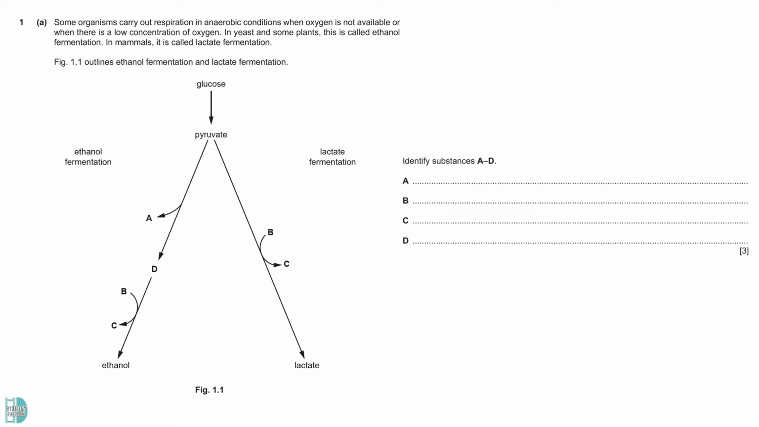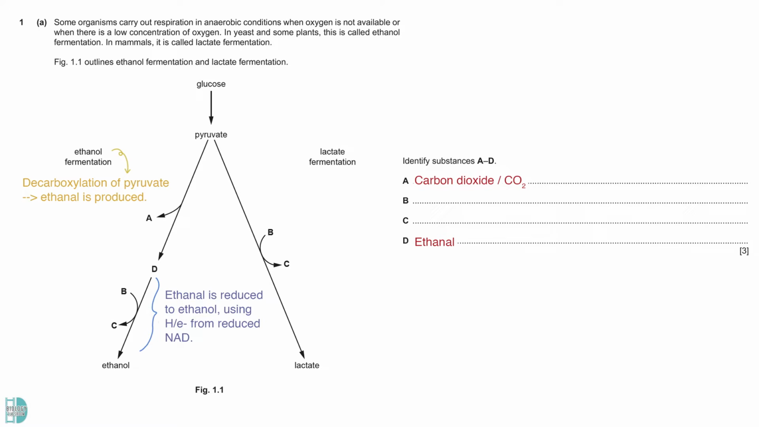Figure 1.1 outlines ethanol fermentation and lactate fermentation. In ethanol fermentation, decarboxylation occurs when pyruvate is converted into ethanol. So, A is carbon dioxide and D is ethanol. Then, ethanol is reduced to ethanol. The hydrogen or electron comes from reduced NAD. So, B is reduced NAD and C is NAD. This also occurs in lactate fermentation when pyruvate is reduced to lactate.